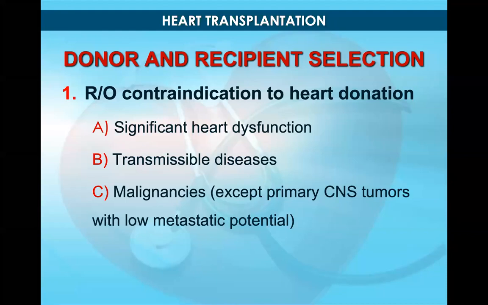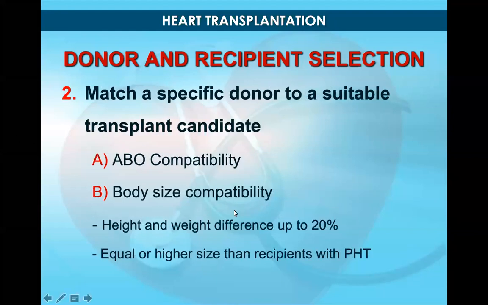Transmittable diseases, I mentioned it. Malignancies, I also mentioned it. And of course, if you accept for malignancy, you have to make sure that there is a low metastatic chance of this cancer. Matching the donor to the recipient, weight, height. We take the height very seriously, because the weight varies if someone is changing his weight due to heart failure versus due to his love of food.